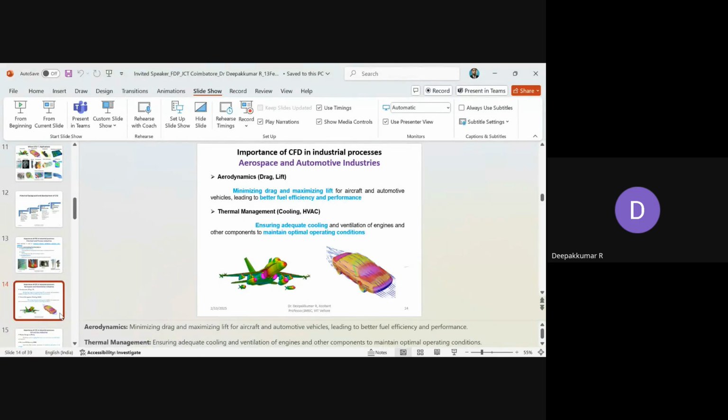Whereas in automobile sectors or submarines, the drag will play an important role. So both drag and lift play a major role in fuel economy. Okay, so optimizing drag and lift for aircraft and automotive vehicles leads to better fuel efficiency and performance. And in another aspect, the thermal management.